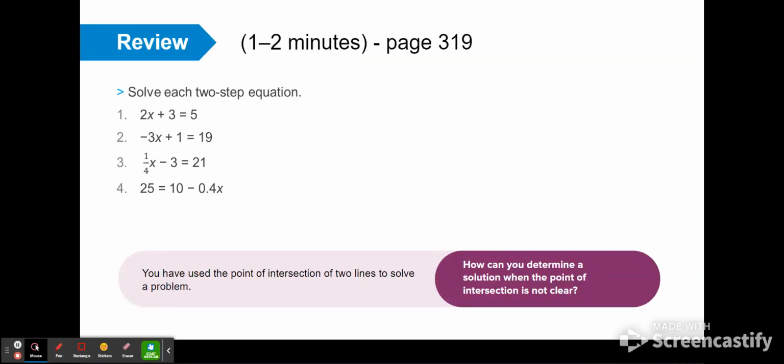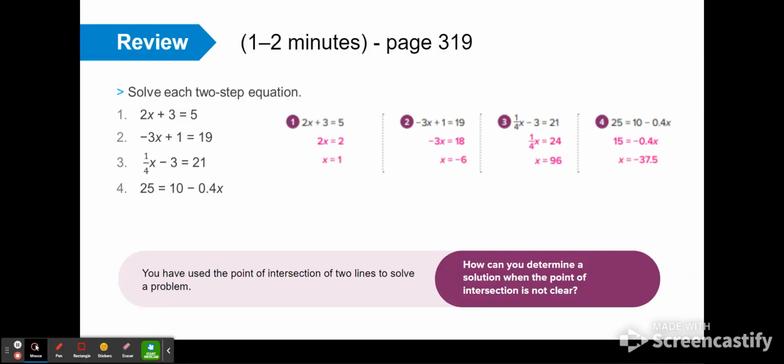Now that you're back, I'm going to go ahead and show you the answers and see if you got them correct. Make sure you're using a calculator. Make sure that you are showing your work. Make sure that you are checking your work by plugging things back in. This is all a review from 7th grade, so this should all be things that you remember how to do from last year.